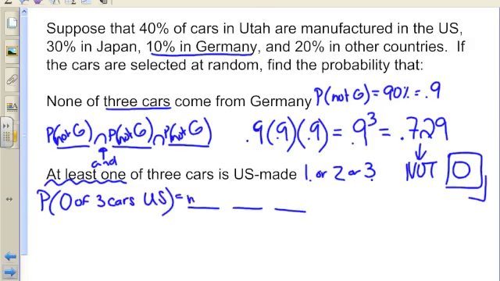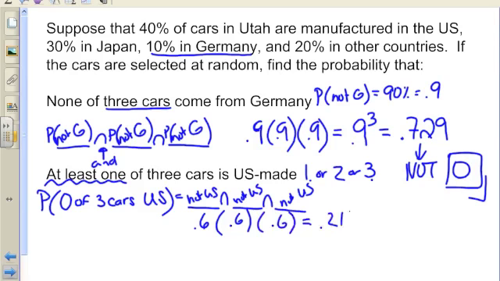The first one is not from the US, and the second one is not from the US, and the third one is not from the US, because remember I'm going for 0 of 3 from the US. Well, US is 40%, so not US is going to be 0.6, and "and" means multiply. So I put all these together and I get 0.216.